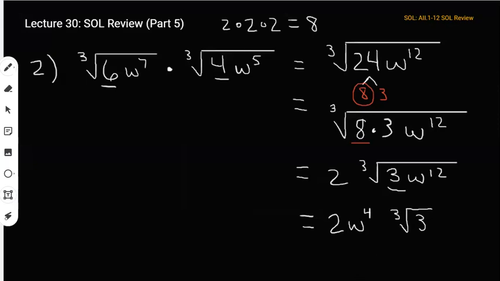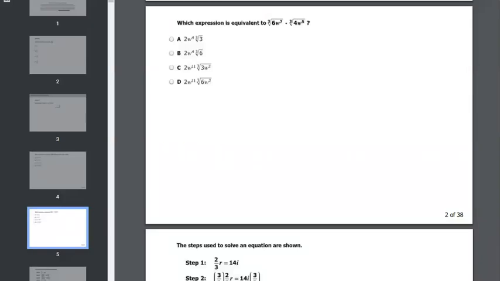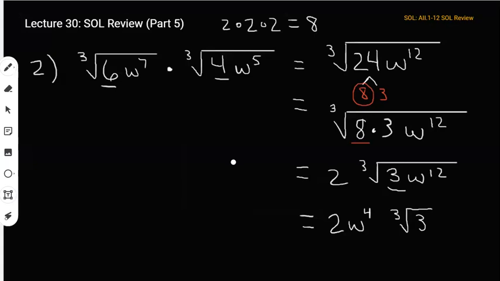So let's go ahead and take a look at our answer choices. So the answer is going to be A. Two w to the 4th power times the cube root of 3.